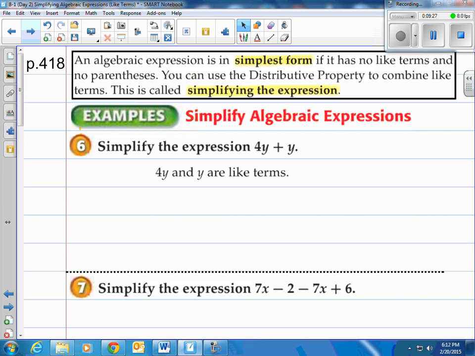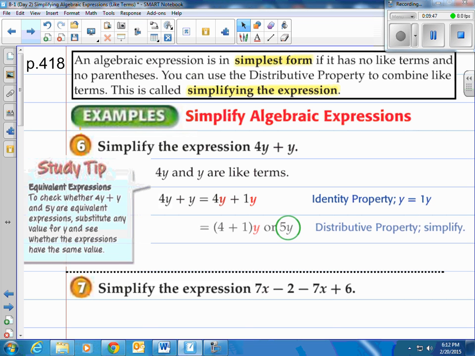Well, we notice that 4y and y are like terms because they both have y. Let's not forget that the y by itself actually has a 1 in front of it. So we have 4y plus 1y. Sometimes I like to say it this way: I have 4 y's plus 1 y. How many y's do I have? Well, when we put those together, we add the 4 and the 1, and we have 5 y's, or 5y as we say. That's called simplified.